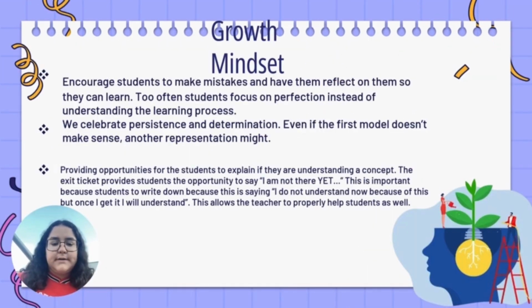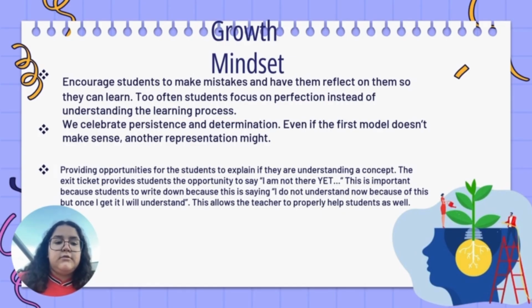The final aspect of our lesson is the growth mindset. We will be implementing the growth mindset into our lesson in a number of ways. The first way will be encouraging students to make mistakes and have them reflect on the mistakes so they can learn. Too often, students focus on perfection instead of understanding the learning process. Our second method will be celebrating persistence and determination. Even if the first model doesn't make sense, another representation might help them understand the material.